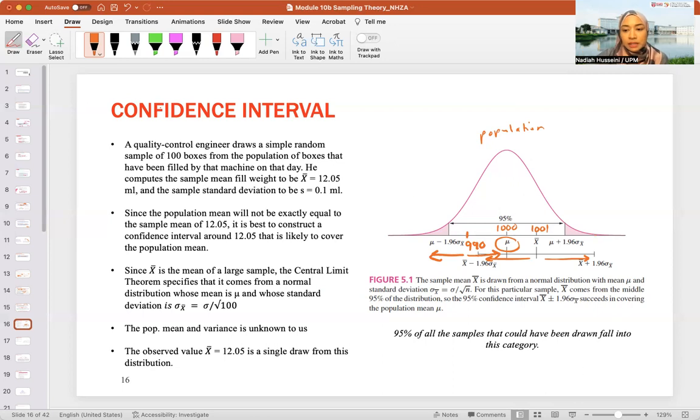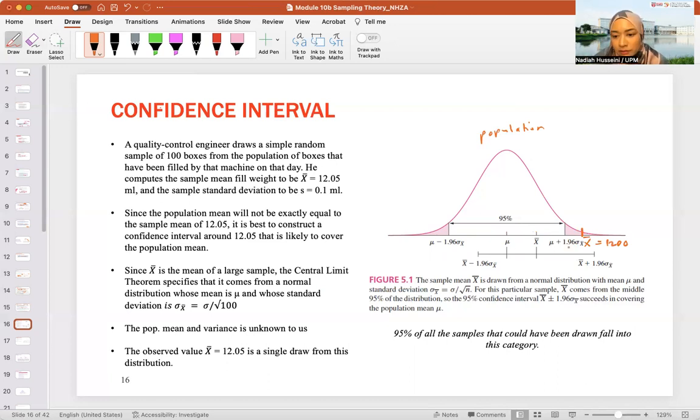But what if I take my sample, but the mean is outside the confidence interval? Okay, please bear with me. This is just your exposure first. So I take another sample. Now it is, let's say, 1,200, quite far, right? The mean that I get is 1,200. Now it is beyond the 95% confidence interval.